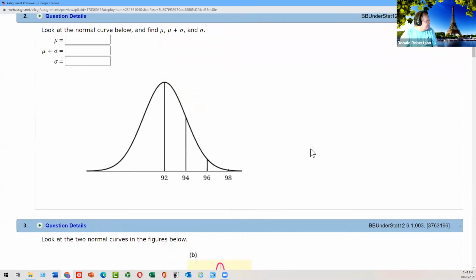Now, here's question 2. Here is a nice normal shaped curve. See, they draw much better curves than I do. And along the bottom, they've got 92, 94, 96, 98, right? The usual kind of 1, 2, 3 standard deviation thing. Only using this picture, would you agree that 92 is the mean? You agree? What's the standard deviation looking at that picture?